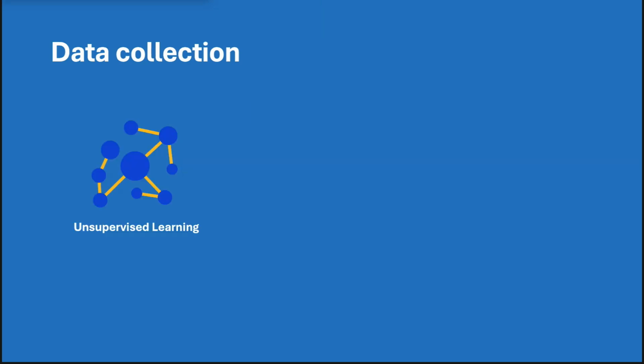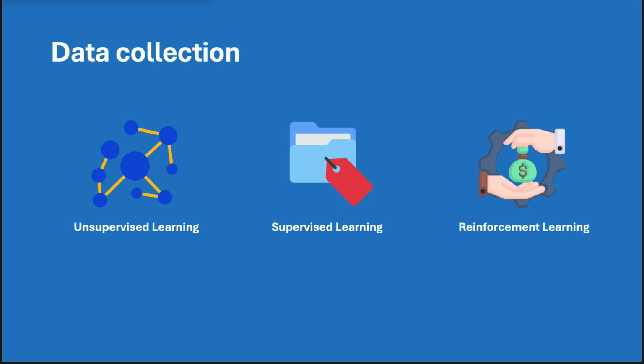For unsupervised learning, this is unlabeled data with unknown patterns that we intend to discover. For supervised learning, this is the labeled historical data that we intend to use to train and evaluate our model. For reinforcement learning, this is the data that helps our agent learn which actions yield the most reward.